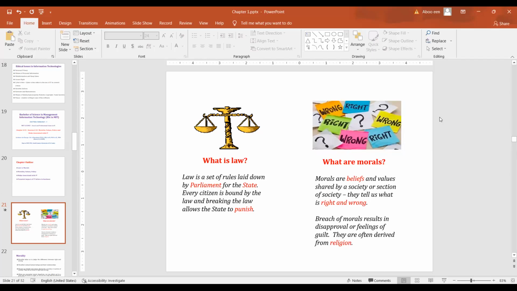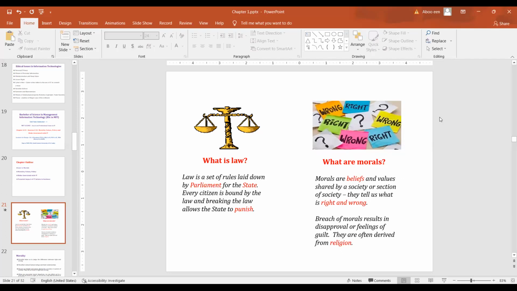Connected with law, now we will discuss morals. Morals mean the right and wrong things. Morals are the beliefs and values shared by society or a section of society, and they tell us what is right and what is wrong. These are beliefs and values in practice in society, shared by a group of people, and they tell us what is right and what is wrong.